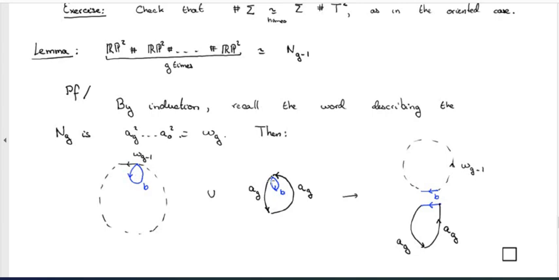So this disk is not anymore here. This disk is not anymore here. So I can open up and I can open up. When I open up the RP2 minus the disk, I see this. When I open up N_{G-1}, I see this. And now when I identify B with itself on each side, we get exactly what we want. We get W_{G-1} and then twice A_G, which is exactly the word describing N_G, which was the claim.